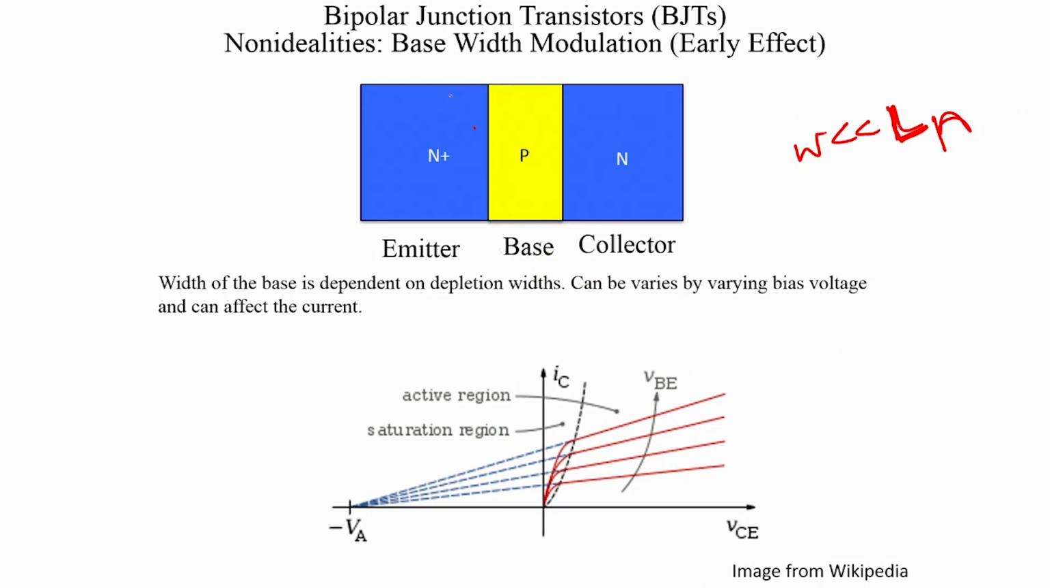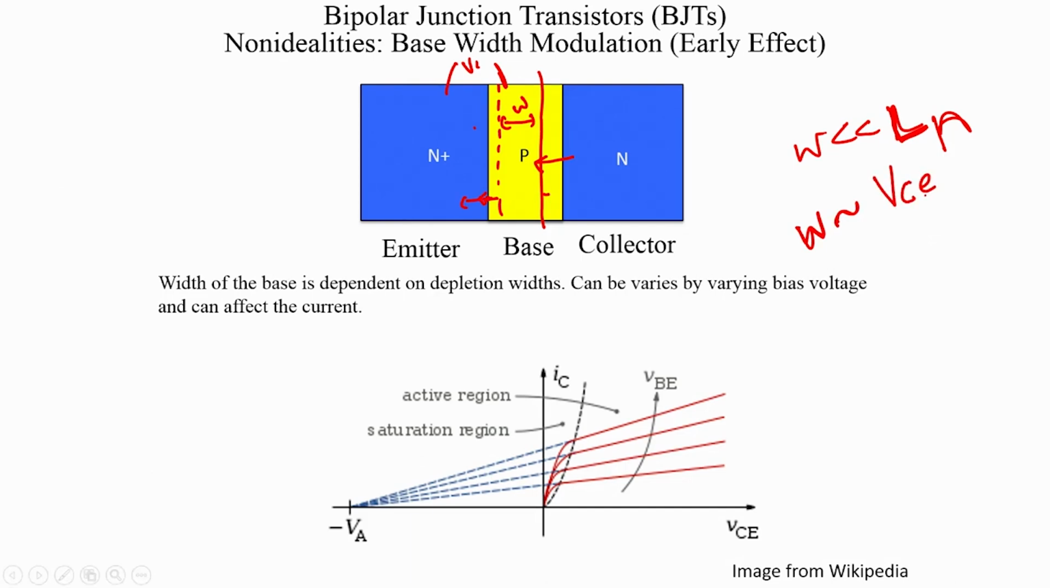So, if I make my region here more forward biased, then this would decrease, and if I make this region more reverse biased, then that would increase, and therefore, essentially we are controlling or modulating the width of the base. So, since it is dependent on effectively these two depletion widths, the width of the base is quite dependent on the collector to emitter voltage.